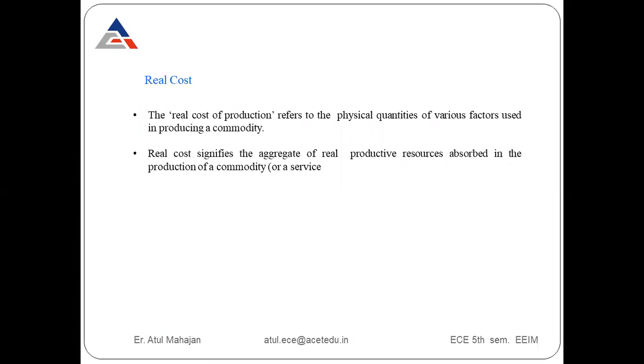Real cost is the cost of production that refers to the physical quantities of the various factors used in producing a commodity. Now, the real cost is actually the cost that refers to the physical quantities of the various factors which are used in producing any commodity. What are the various physical quantities that are required in producing any commodity? If I have to produce any commodity, what are the physical quantities which are responsible for producing all those commodities?